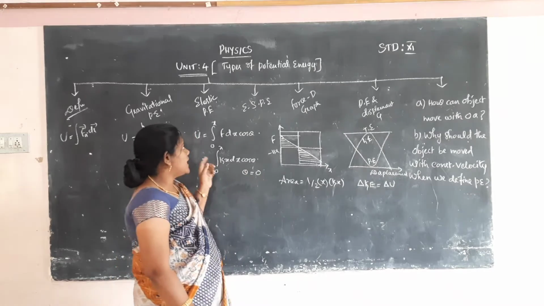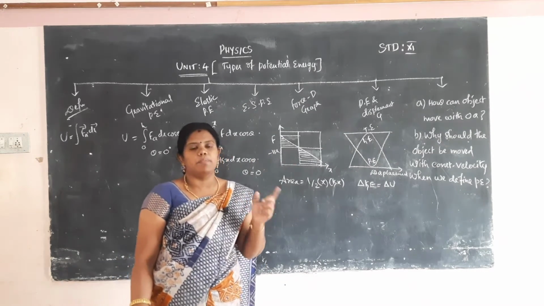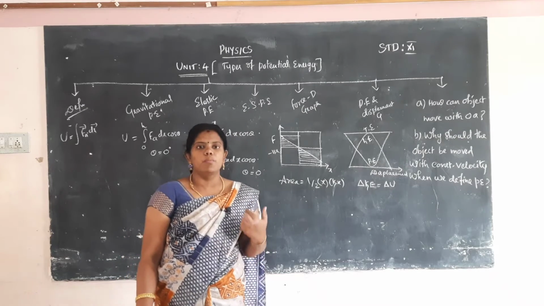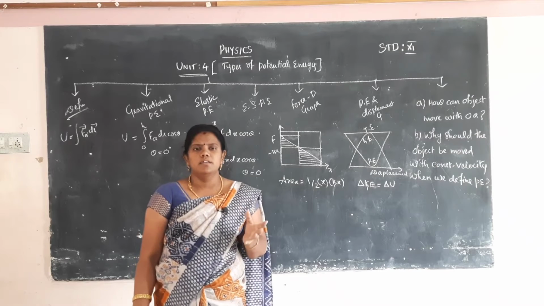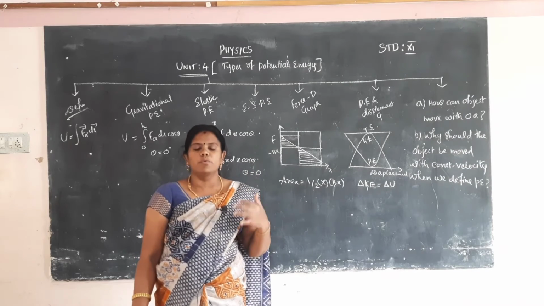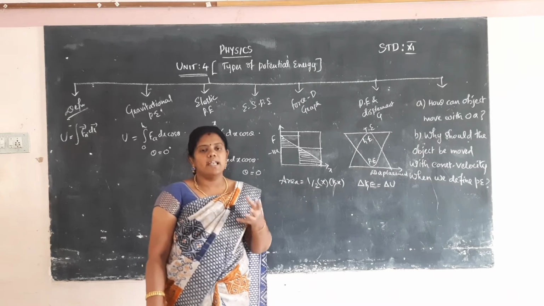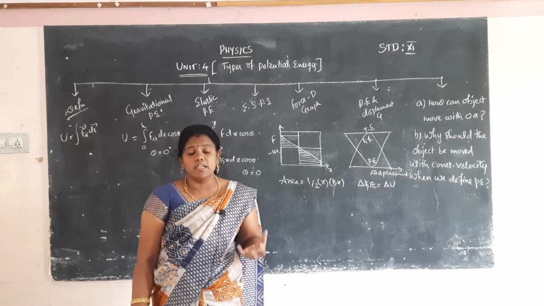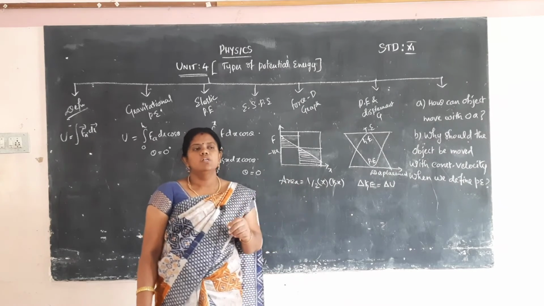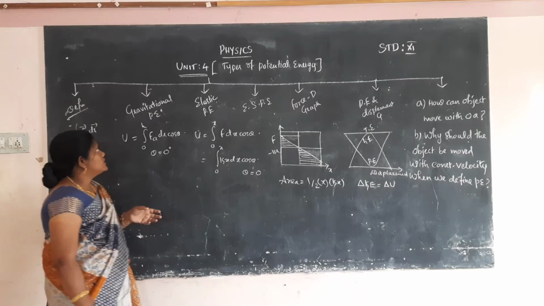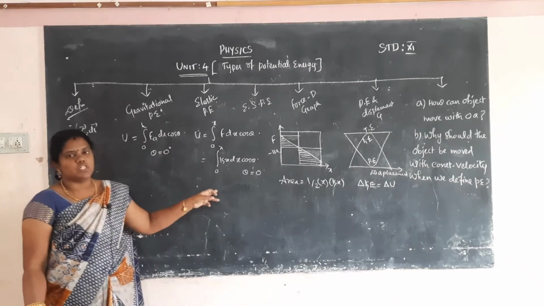And the third one is electrostatic potential energy. What is the meaning? An electron moves in an atom, and the electron definitely has some energy. That is why the electron revolves around the nucleus. The energy that the electron has is called electrostatic potential energy. Clear? So there are three types of energies: gravitational, elastic, and electrostatic potential energy.